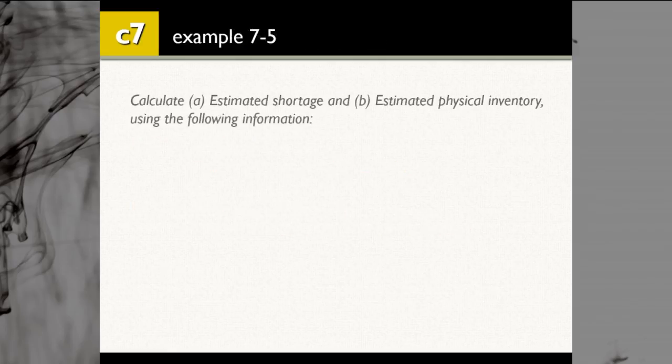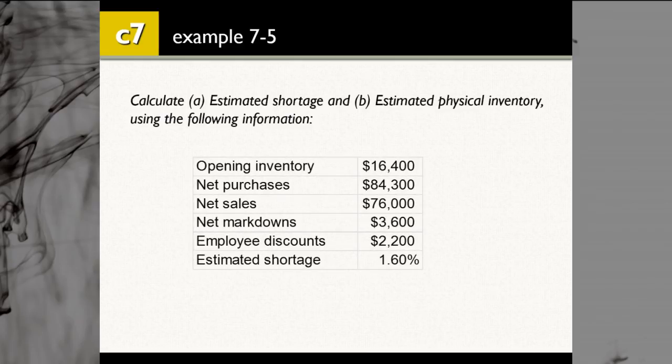Let's look at the example here. Calculate A, estimated shortage, and B, estimated physical inventory, using the following information. What you have to do is look at all these figures and calculate your estimated shortage, and by calculating your closing inventory and estimated shortage, you can also calculate your estimated physical inventory. In this case, you have all this information about opening inventory, net purchases, net sales, net markdowns, and employee discount, and you also have the estimated shortage percent.